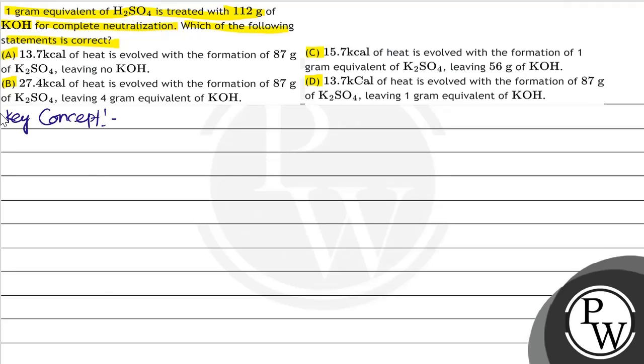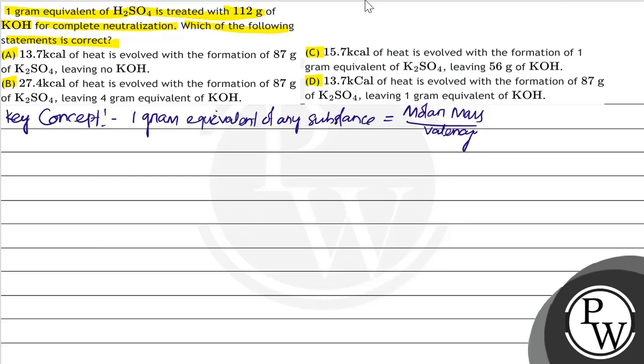1 gram equivalent of any substance is equal to molar mass by valency. This valency may be acidity, basicity or the charges on cation or anion. So here 1 gram equivalent of H2SO4 is treated with 112 gram of KOH for complete neutralization.